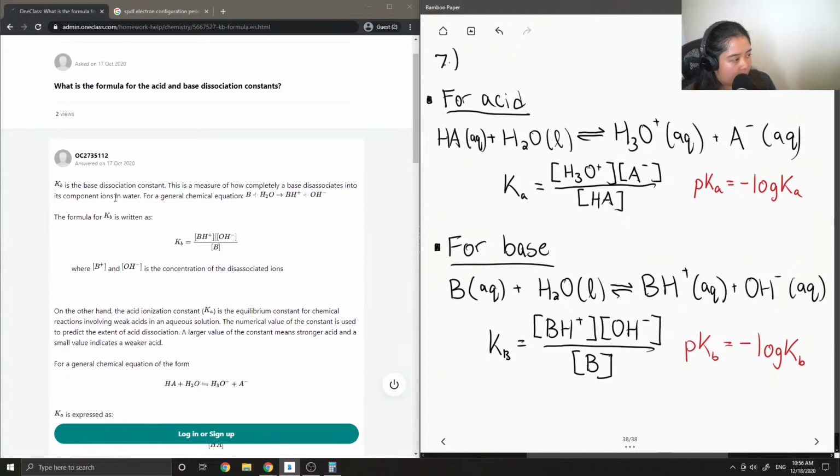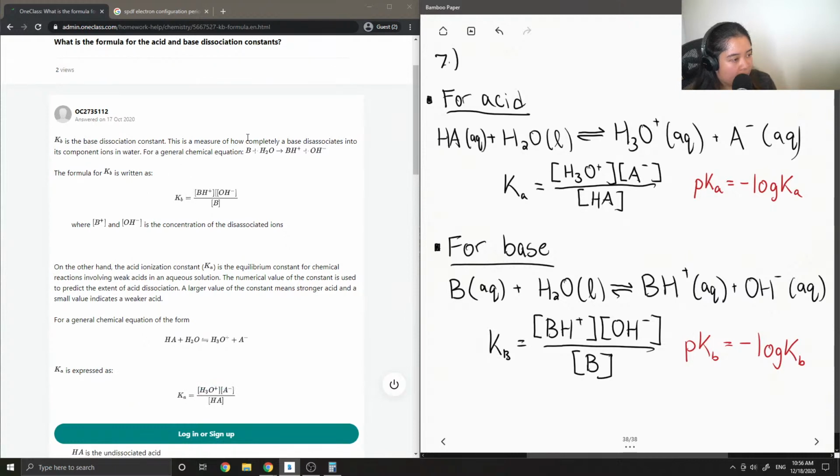Kb is the base dissociation constant. So they started off with the base first. This is a measure of how completely a base dissociates into its component ions in water. For a general chemical equation, B plus H2O makes BH plus OH minus. The formula for Kb is written as Kb is equal to the concentration of BH plus multiplied by OH minus divided by the concentration of B, where the concentrations of BH plus and OH minus are the concentrations of the dissociated ions.